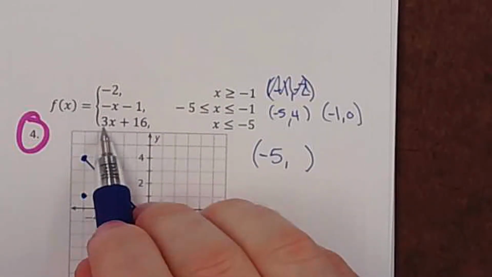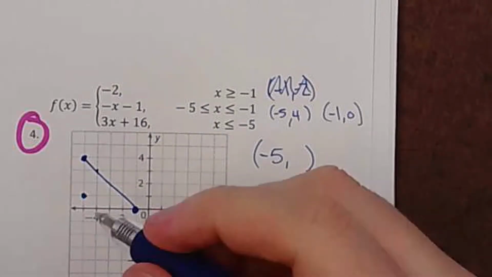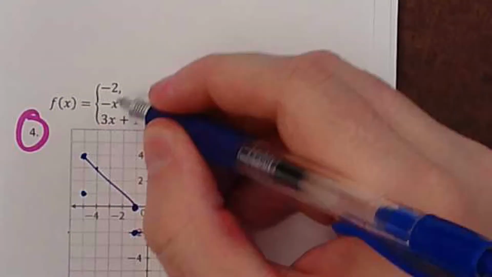So 3 is my slope, so I go up 3 over 1. That's one of my options. I could also do the opposite of that and go down 3, back 1. See how this would make a line?